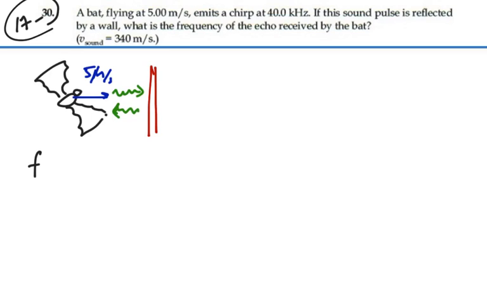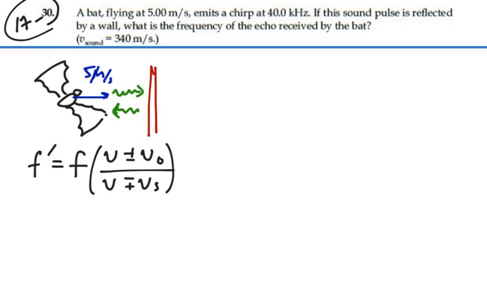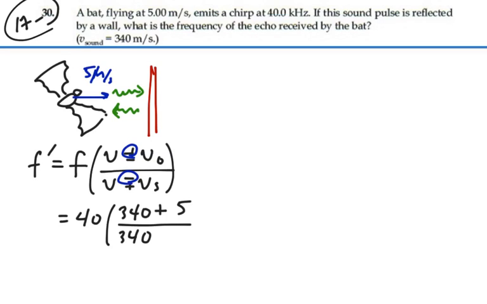In general, the observed frequency will equal the actual frequency, velocity of sound, plus or minus velocity of the observer, over the velocity of sound minus or plus the velocity of the source. In this case, that is going to be 40 kilohertz, velocity of sound 340, and we're going to use the top plus sign because we're moving toward the source, and we're moving at 5 meters per second. And then we have 340. We're also going to use the top minus sign because we're moving toward the observer.